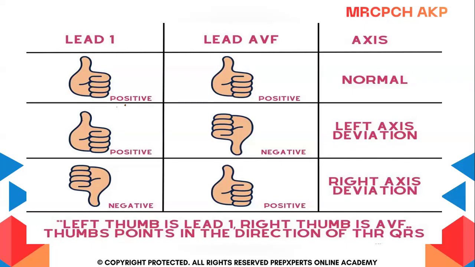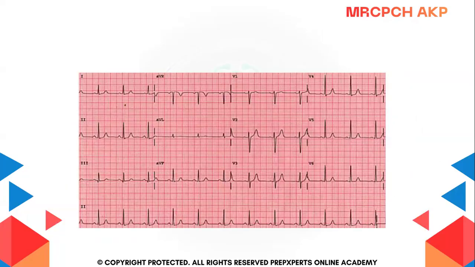So it is a very easy thing. I'll give you an example so that it will be easier to understand. So I want you guys to answer this one. Which axis is present in this ECG?